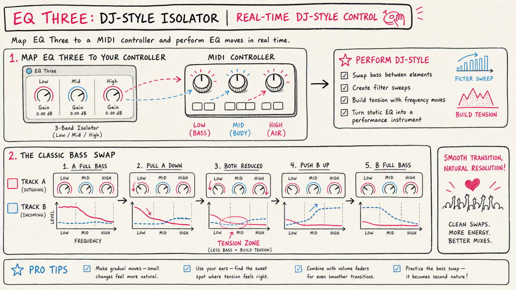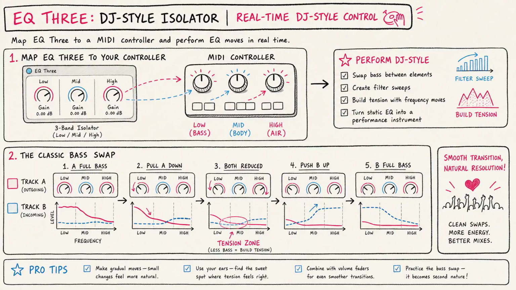EQ3's most natural application is real-time frequency manipulation during performance or arrangement. Map the 3 gain knobs to physical knobs on a MIDI controller, and you can mix tracks DJ style, swapping bass between elements, creating filter sweeps, and building tension through frequency manipulation. This transforms EQ3 from a static processor into a performance instrument.